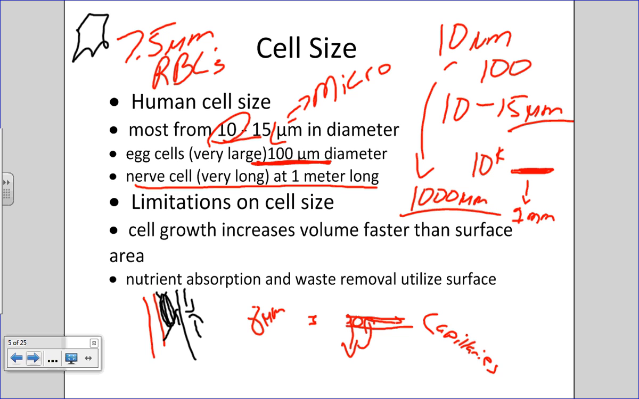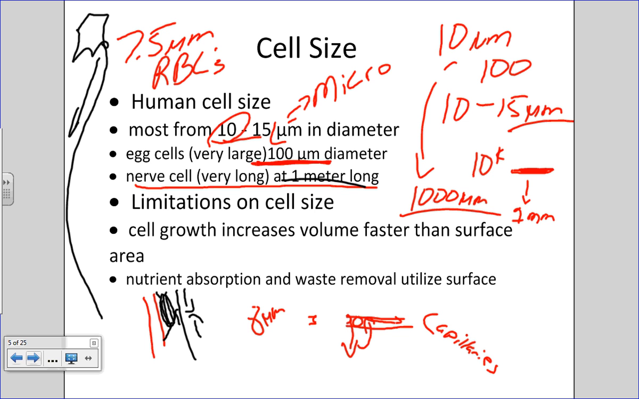Okay, you have a body, and then you may have a long axon projecting out, up to a meter, a little over 3 feet. Some of the nerves that have to travel from your lower back all the way down to your toes are very long. But that's for communication purposes. We can send signals over long distances very rapidly with these cells.